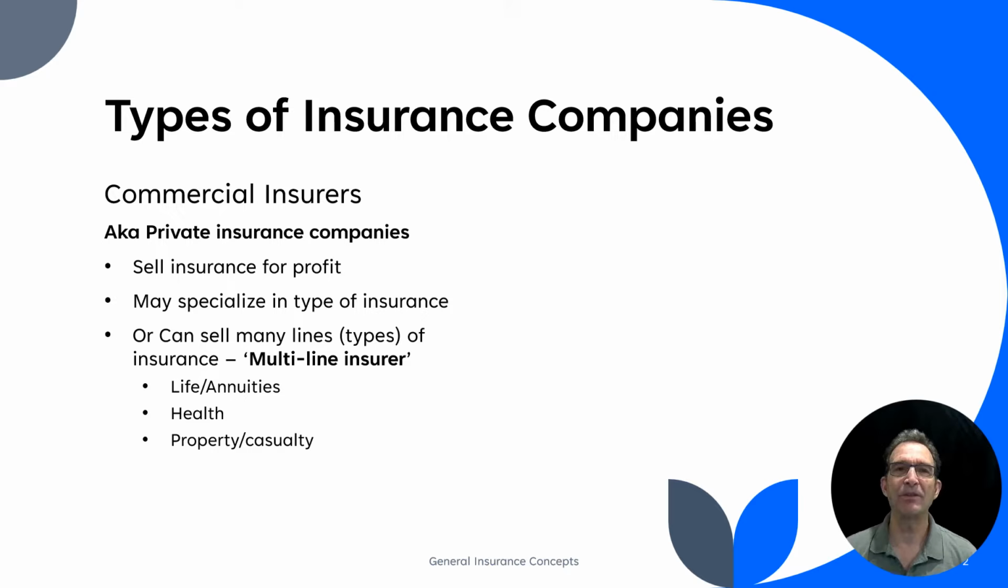So first off, let's talk about types of insurance companies. There are commercial insurers, and these are also known as private insurance companies. This is what everyone thinks of when you think of an insurance company. They're selling insurance for a profit. They might specialize in a type of insurance, or they can sell many lines, which is another word for types of insurance. And they could be called multi-line insurers. So think of lines as different kinds of insurance, like life and annuities, health insurance, or property and casualty. In this series, we're going to focus on life and health.